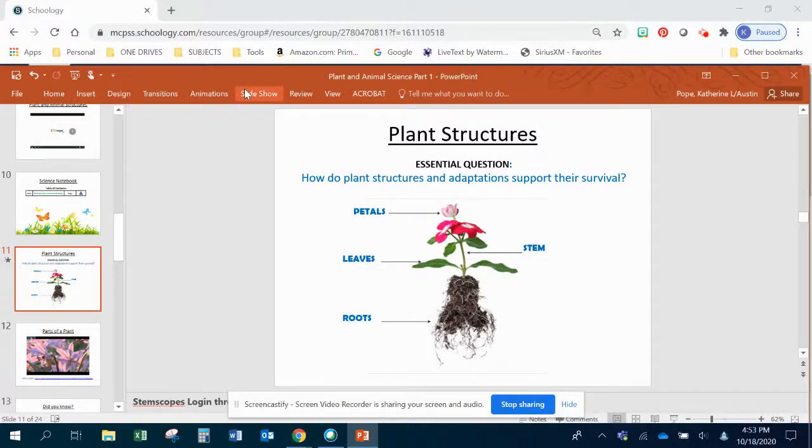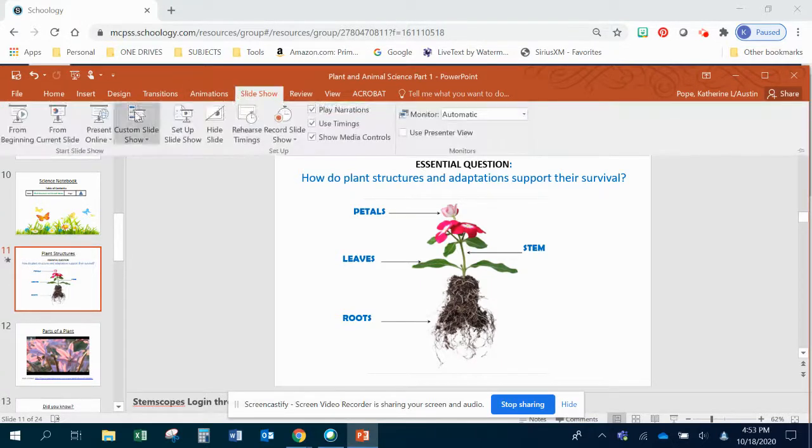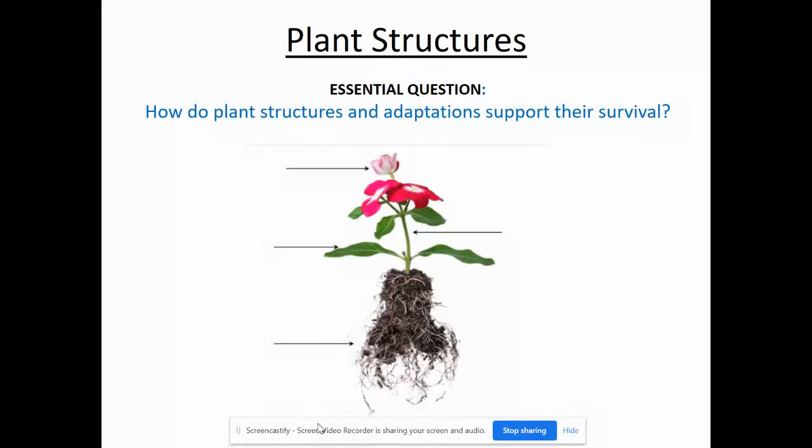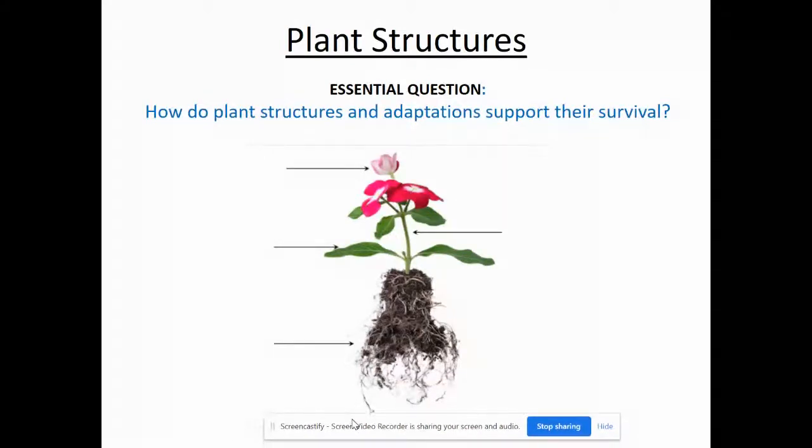Okay, go ahead and get your fresh piece of paper ready in your science notebook and head it plant structures. Head it plant structures. And then write down the essential question, and we'll stop the video to give you time to do that. Oh, no, after you copy down the essential question, go ahead and do the drawing that you see of the plant with the flower with the colorful petals.